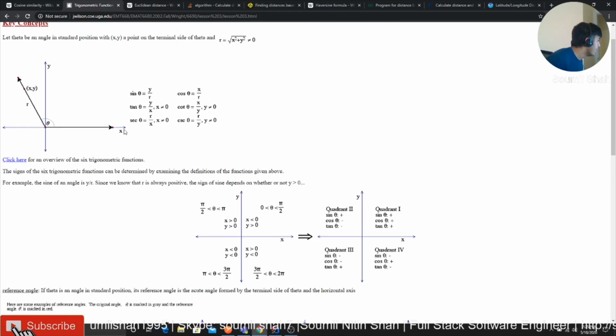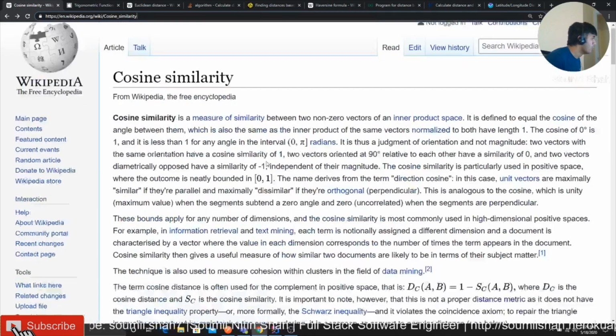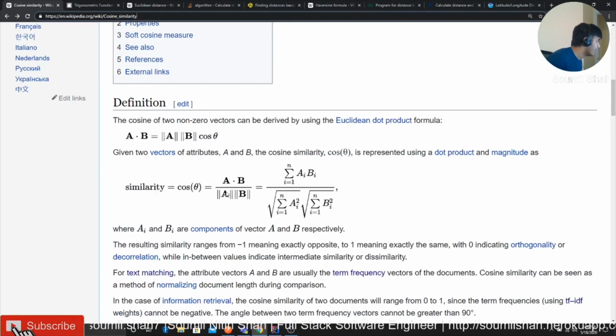So basically, if the answer is 1, that means they are similar. If it is less than 1, that means they are less similar. Okay, so that's the idea of cosine. Let us look at the mathematical formula of cosine similarity. The cosine similarity can be found by using the dot product of A and B divided by the mod of A into mod of B, where mod of A is nothing but the square root of the summation of all the terms, and similarly for B.